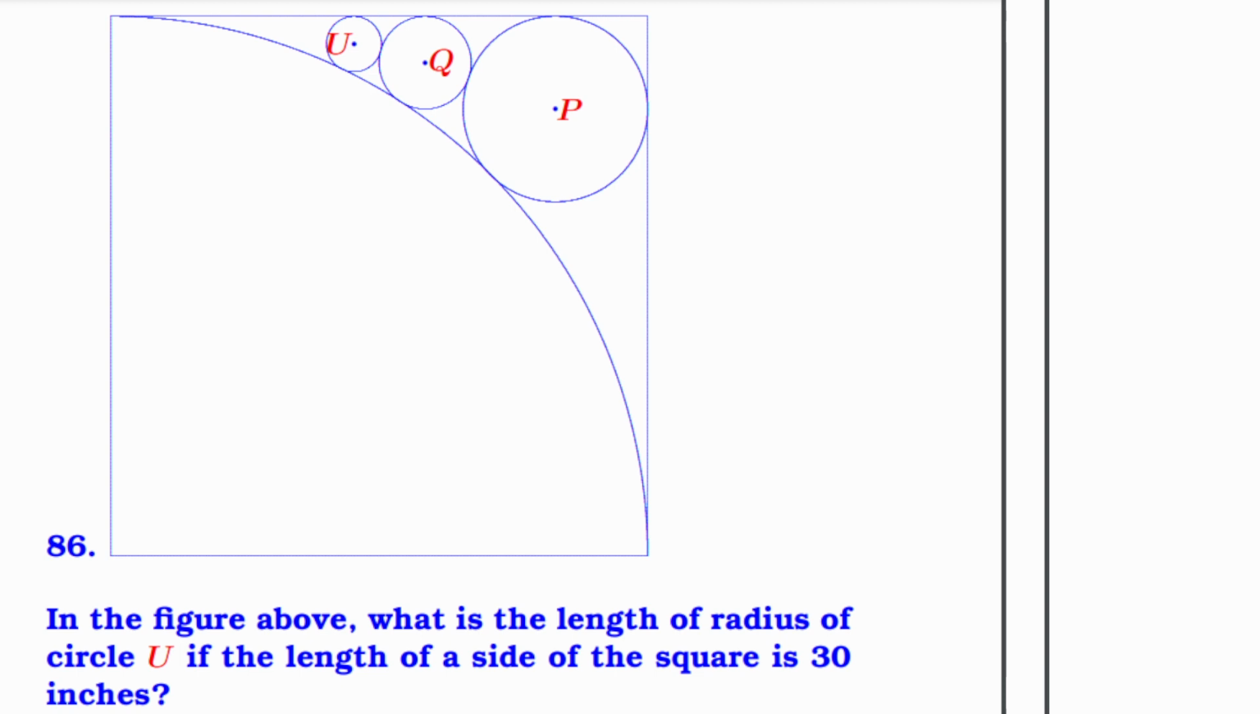Let me read the question first. In the figure above, what is the length of the radius of circle U, if the length of a side of the square is 30 inches? You got it, right? Here, this length is 30, as we saw last time. Got it? So let's go to the next page.